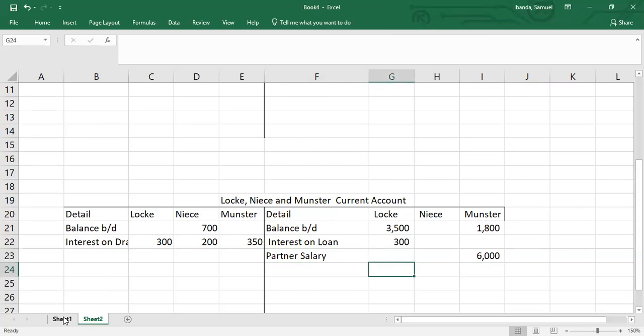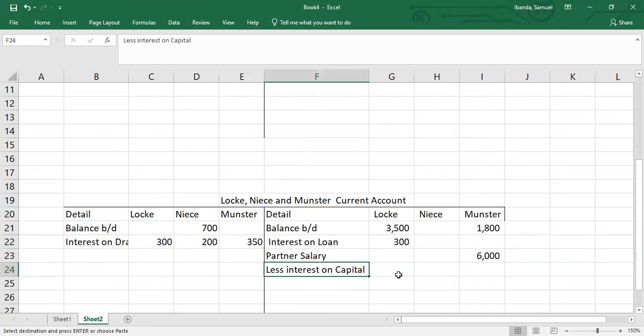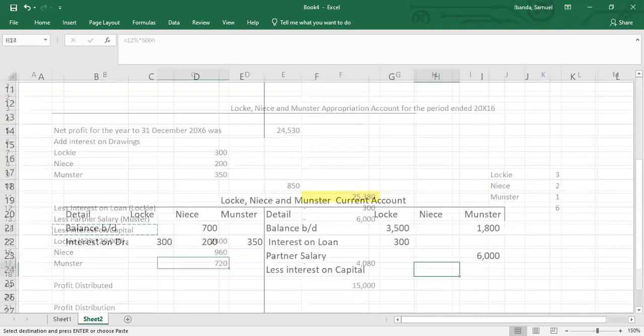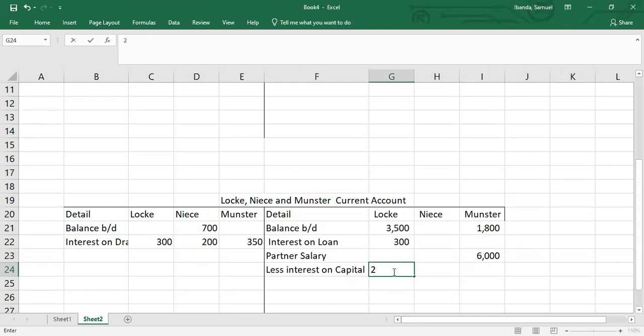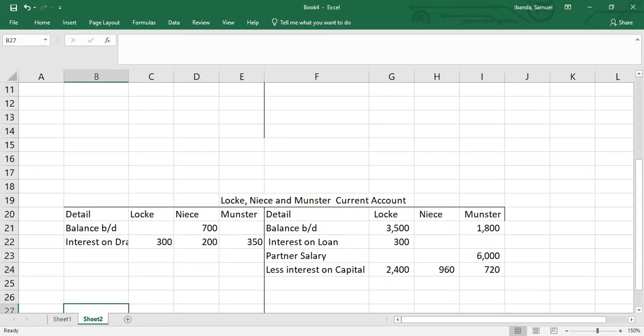After I'm done with that, I now come to interest on capital. Interest on capital also is the partner that is benefiting. So I'll have interest on capital, and I'll distribute the respective amounts. Interest on capital is 2,400, 960, and 720, okay? Just to confirm, that is what I've written. Yes, okay.